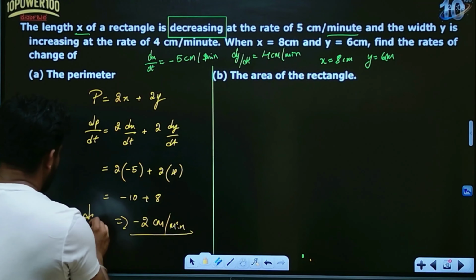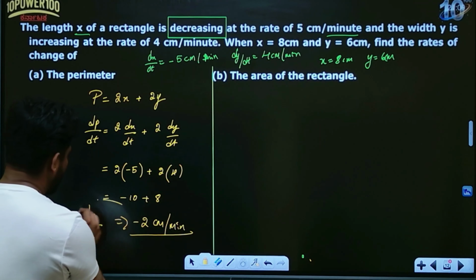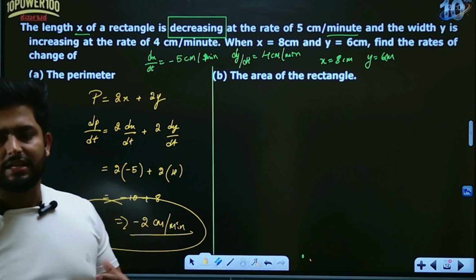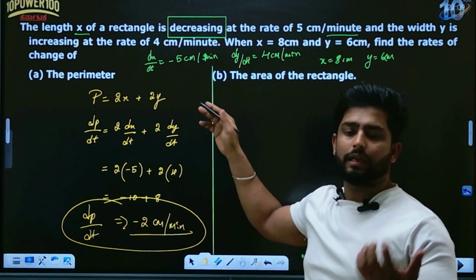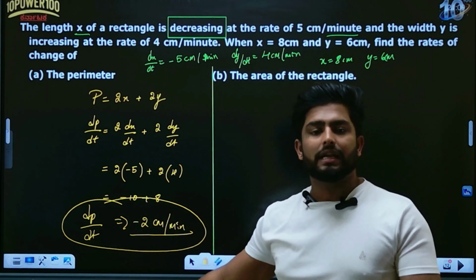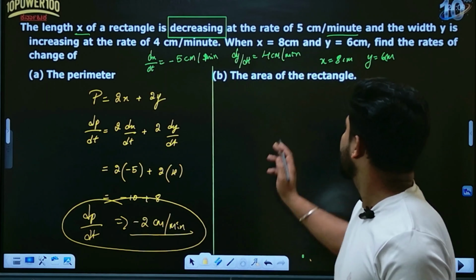That means rate of change of perimeter is actually, negative sign ಬಂತಂದ್ರೆ ತಲೆ ಕೆಡಿಸ್ಕೋಬೇಡಿ. It's nothing but it is actually decreasing. Okay, negative sign ಬಂದ್ರೆ so like how they have given this one. So here in this case the perimeter decrease ಆಗ್ತಾ ಇದೆ ಅಂತ. Okay ನಾ?